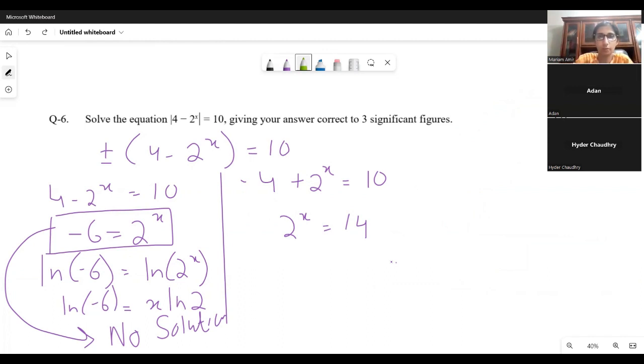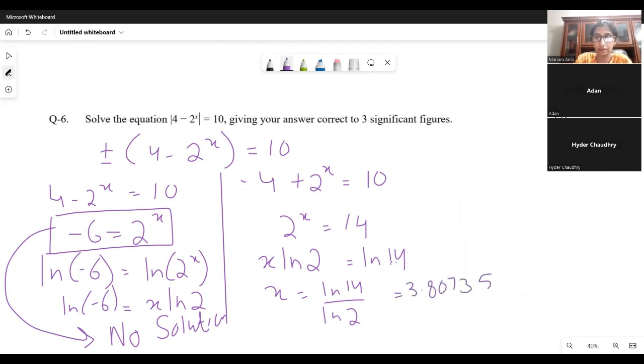Okay, now take a look at the positive side. Again, we take log on both sides. I'm going to do two steps together. x ln 2 is equal to ln 14, and then x equals ln 14 divided by ln 2. ln 14 divided by ln 2 is 3.80735. Write the long answer first before you round it off to three significant figures. So 3.81. Question number 6, the answer is 3.81.